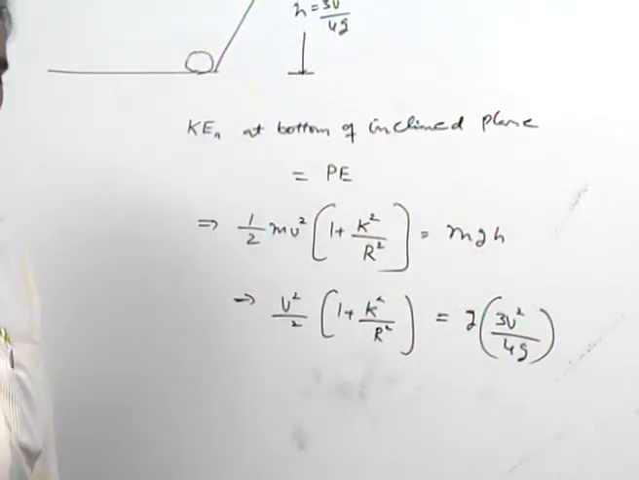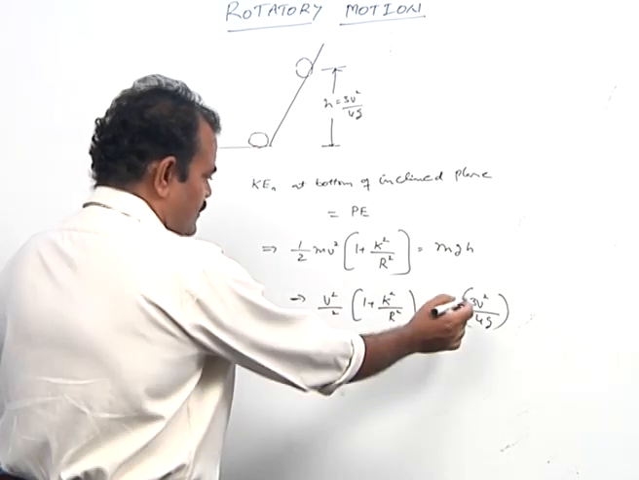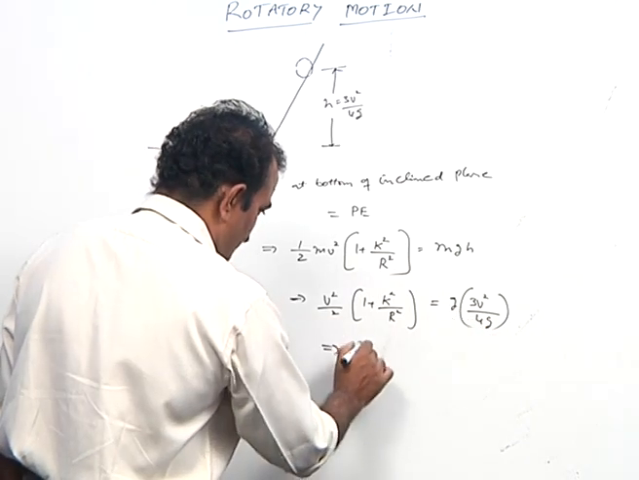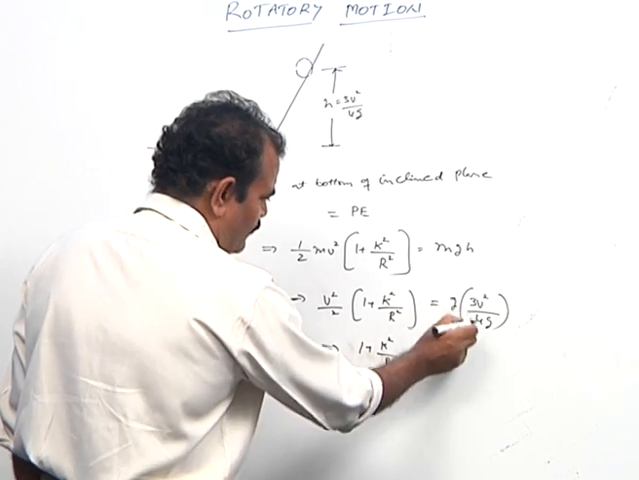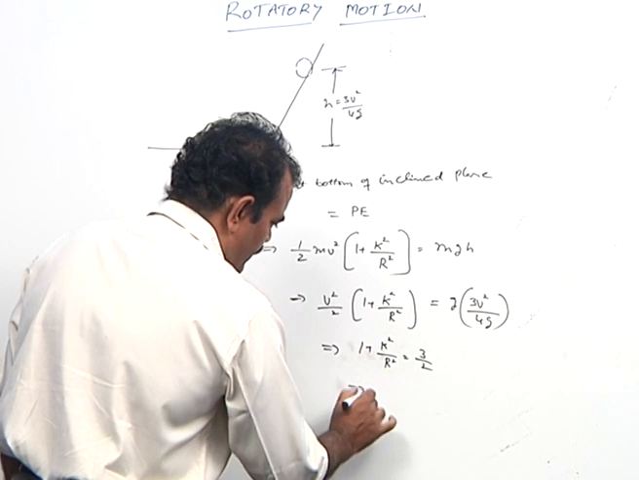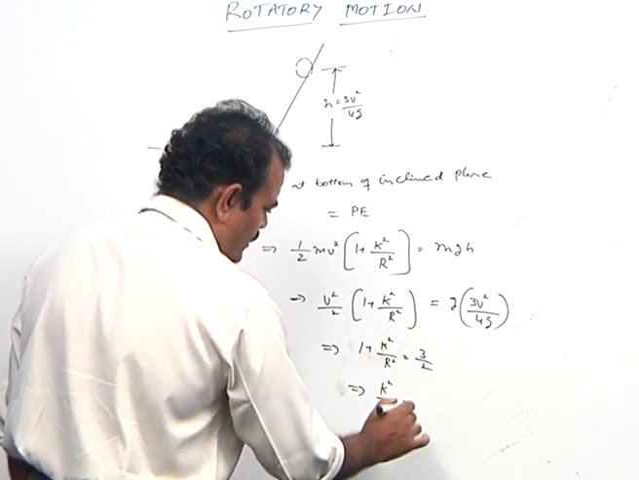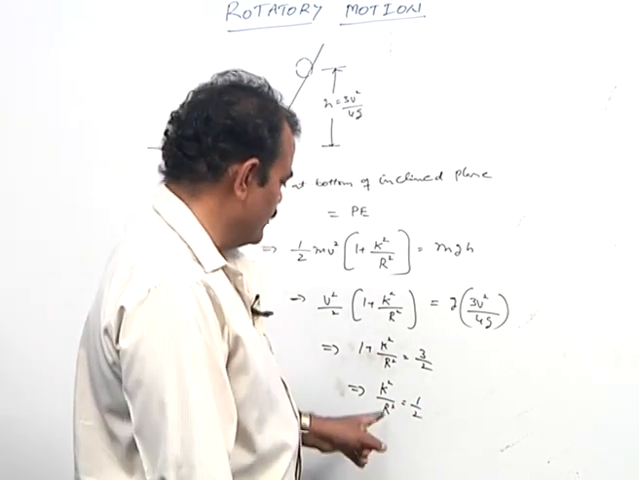It is 3v square by 4g. Now here small g will be cancelled, and again v square is also cancelled, so it becomes 2. So that becomes 1 plus k square by r square. Here the remaining factor is only 3 by 2. So 3 by 2 is here, and thereafter k square by r square is equal to 1 by 2.